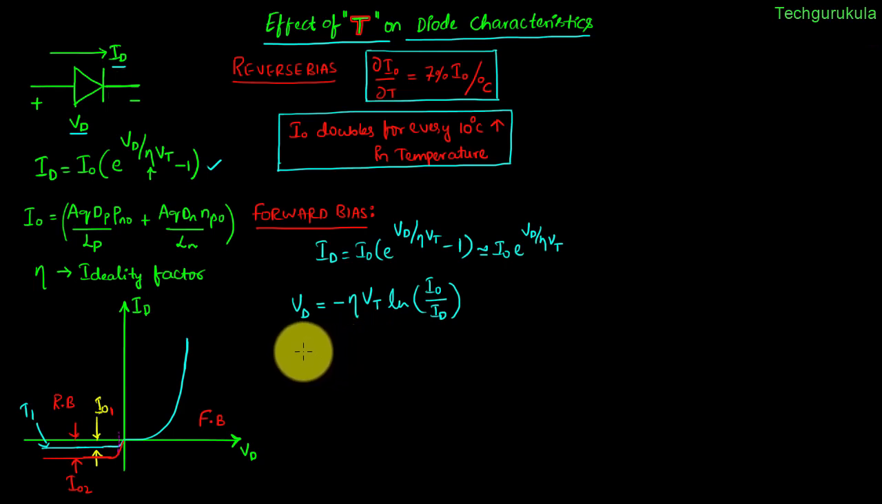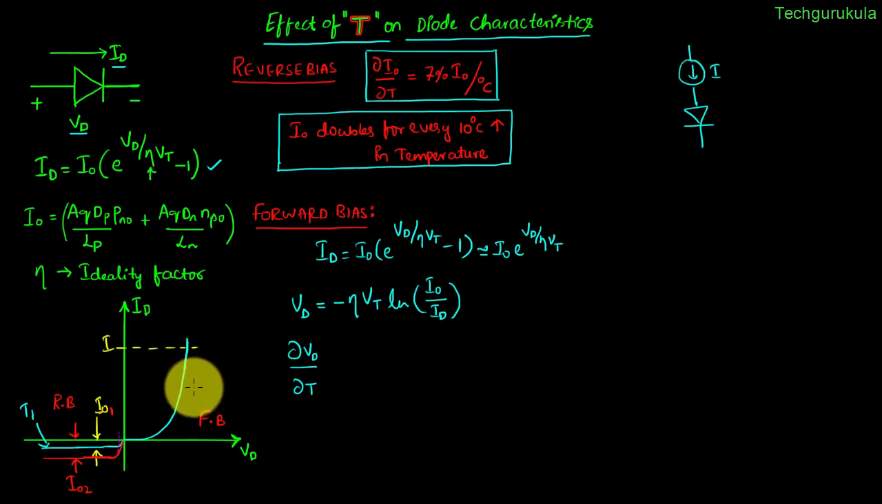Now we are interested in finding del Vd over del T. We can find this if we assume that the current we are applying through the diode is constant. So let me represent pictorially here that we have a current source. Let's say the current we are applying is I, and we are forcing the current to flow through a diode. So then the current is fixed. Let's say the current we are fixing is here, which is I, and at this point the voltage is, let's say, V1, and this curve is for T equals T1.